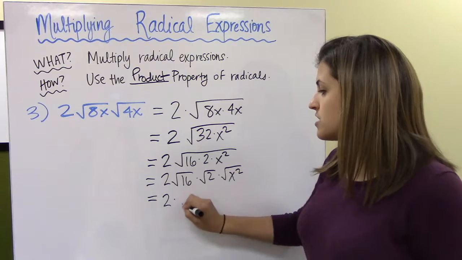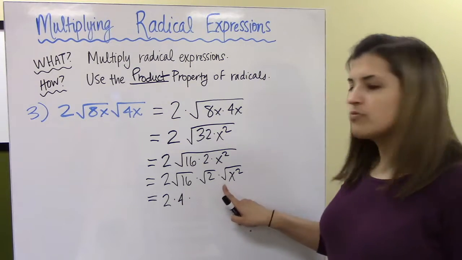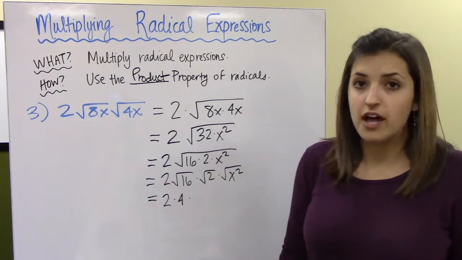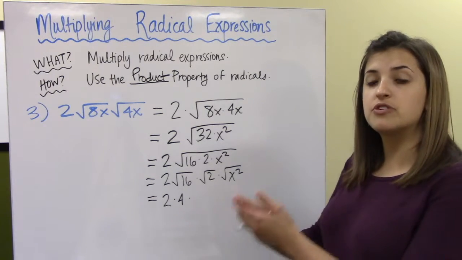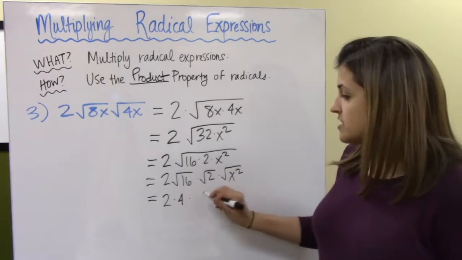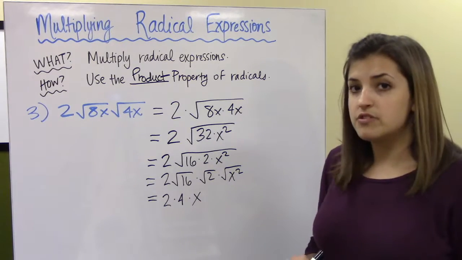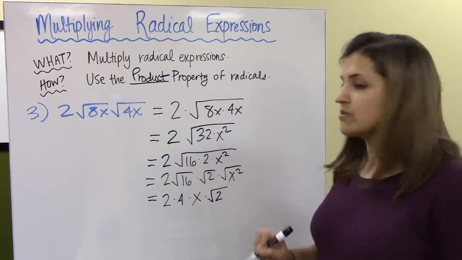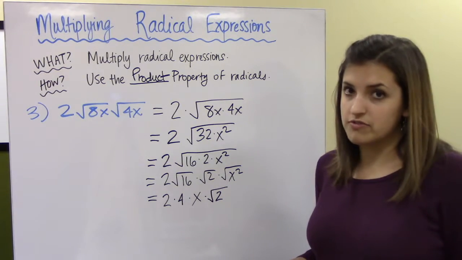I'll have 2 times 4 times, and now I'm going to rearrange these because in math, we always like to have our equations look elegant. So we want to have our square root terms at the end. So I'm going to pull this x squared and take its square root, x, and place it there, times the square root at the end, square root of 2. Can't do anything with the square root of 2.